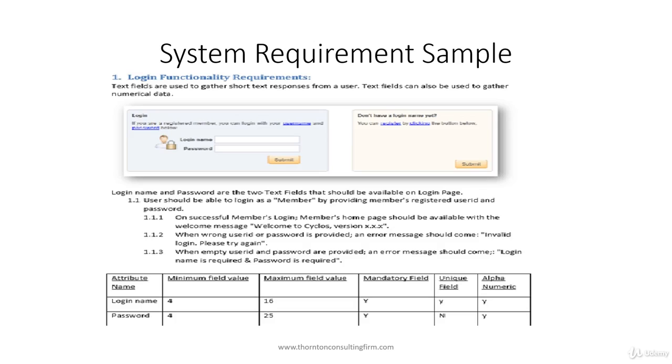Also in this example, we have some attributes for each field. So take, for example, the login name field. It states in this requirement that the minimum value that should be entered for this field is 4. The maximum value is 16. It is a mandatory field. And it also states that this field should only accept alpha and numeric characters.